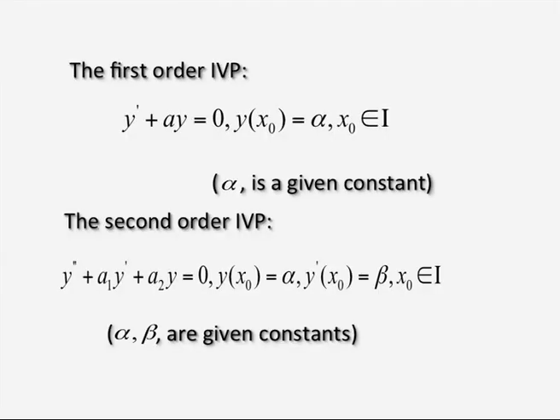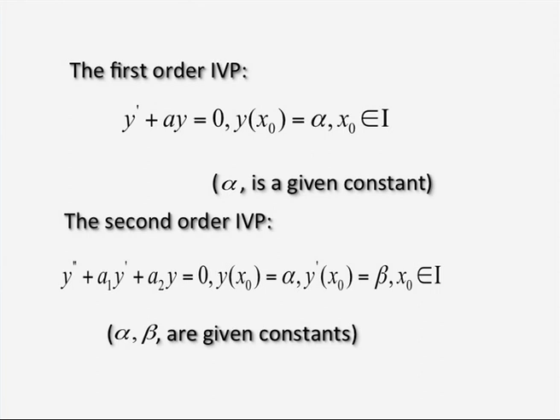The first order initial value problem will be like this: y dash plus ay is equal to 0 is the differential equation and the given initial condition is y of x naught is equal to alpha. Here x naught is a known value or initial point and alpha is a given constant value.